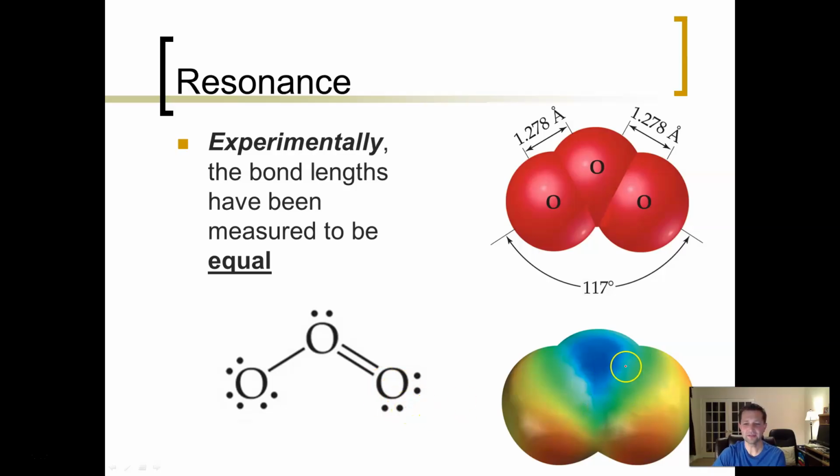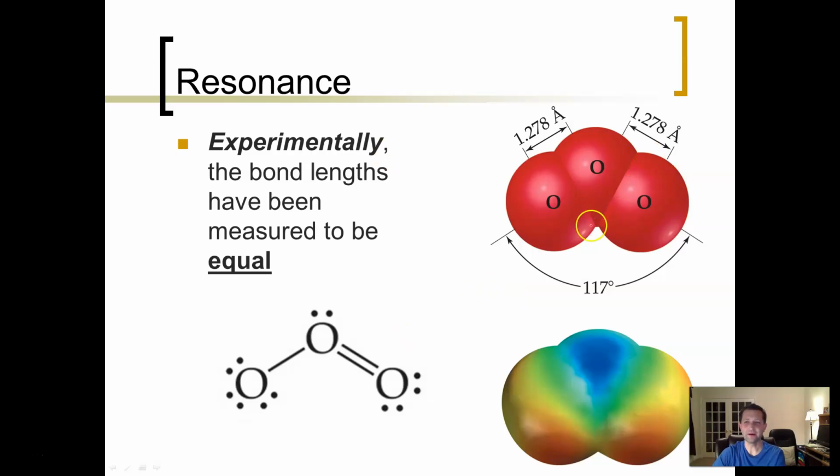But if you notice, this is the ozone electron density image here. You notice it's exactly symmetrical. It looks like you have a high level of electron density here and a low level of it up here where that top oxygen would be. Okay, so why is that? Why do we experimentally get the bond length to be equal?